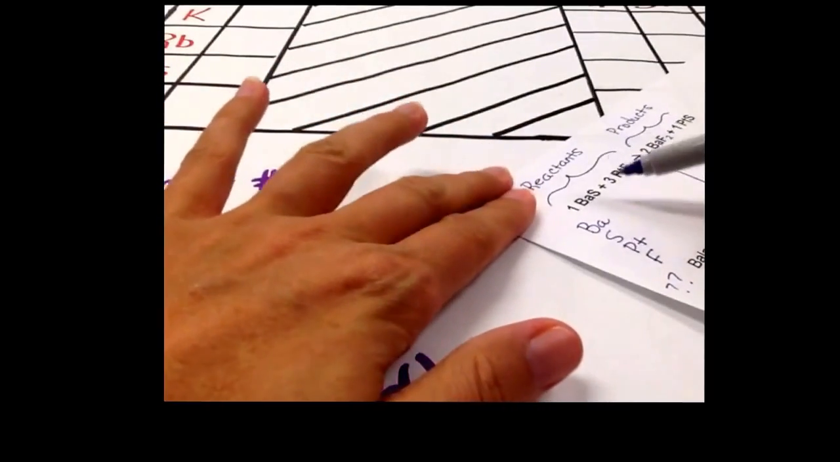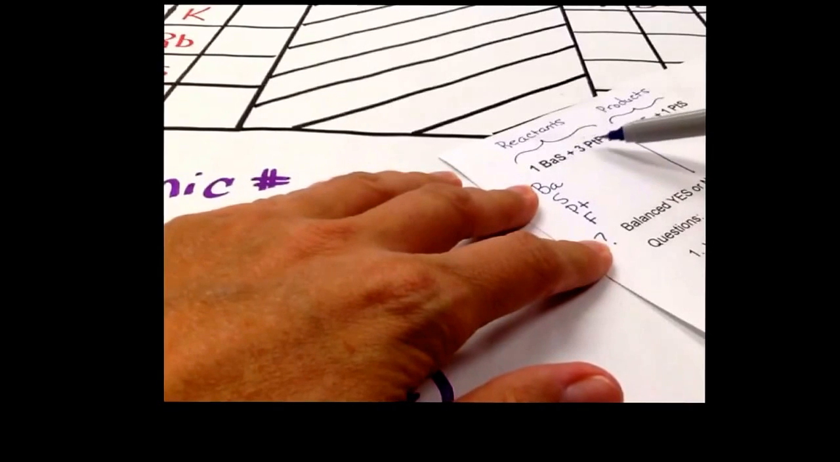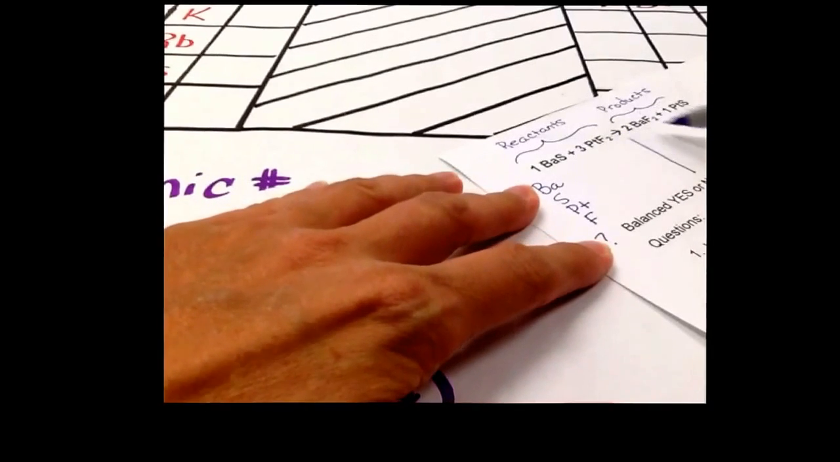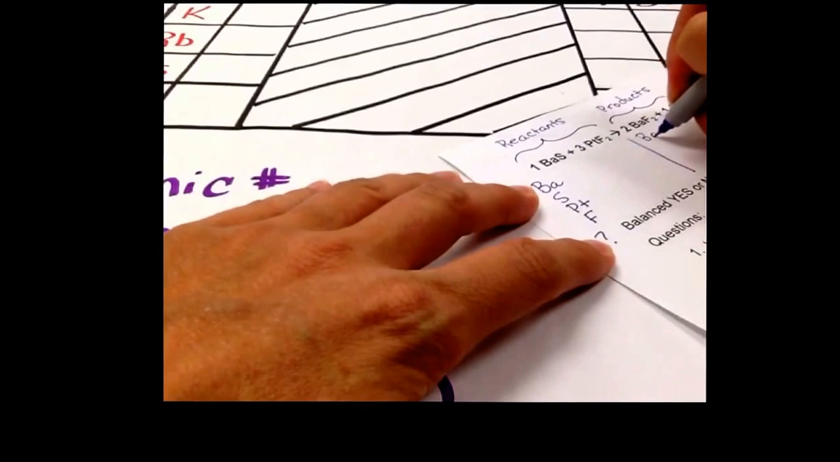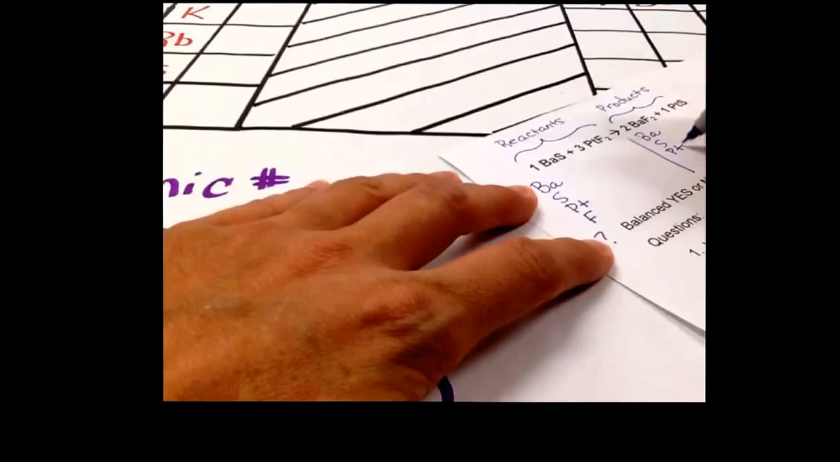So on the reactant side, I've determined that I have barium, sulfur, platinum, and fluorine. Well, I know that I should have the same elements on the product side. So I'm going to put them in the same order, even though they may not be in the same order, because it just helps me to balance easier.